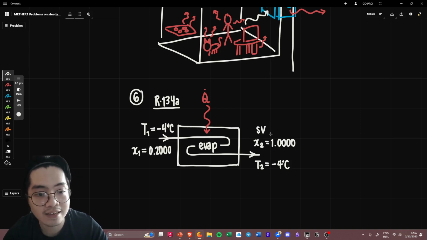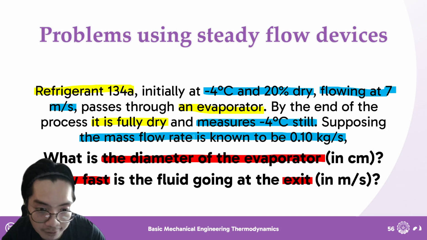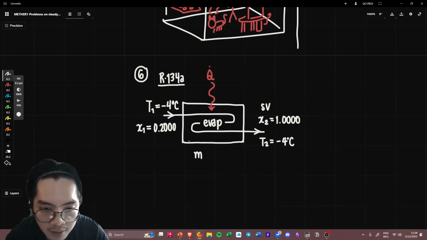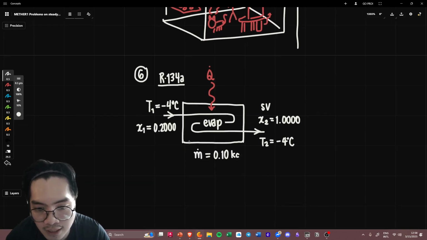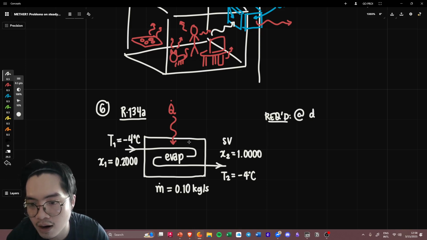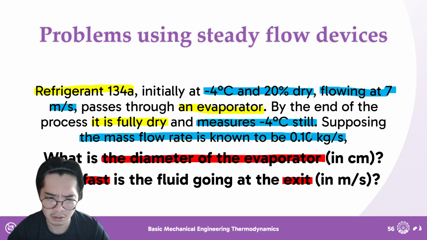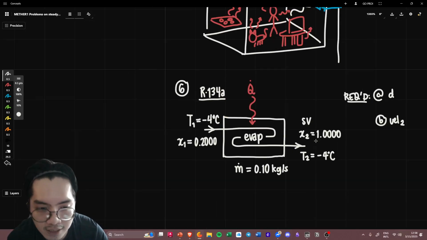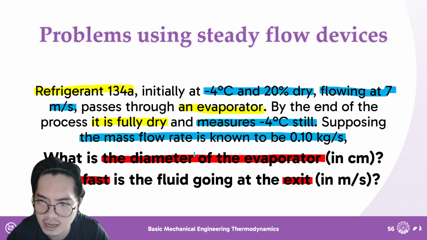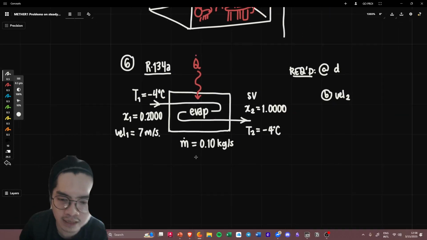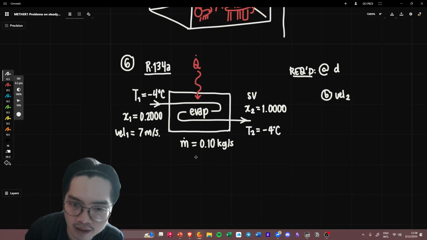So as you can see, it got energy. Now, the mass flow rate is known to be 0.1 kilograms per second. What we need now is letter A, the diameter of the evaporator, and letter B, how fast is the fluid going at the exit? So VEL2. In this case, I also forgot, your VEL1 here is what again? 7 meters per second. There you go. Now we have everything we need, and now we can go ahead and begin.